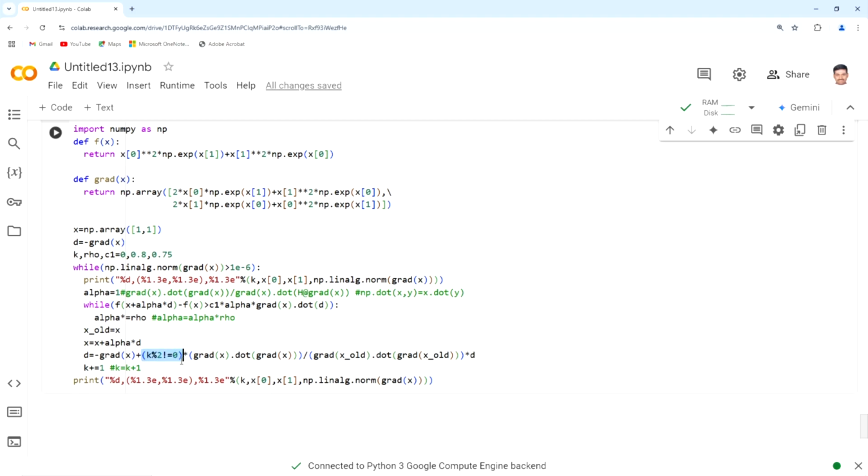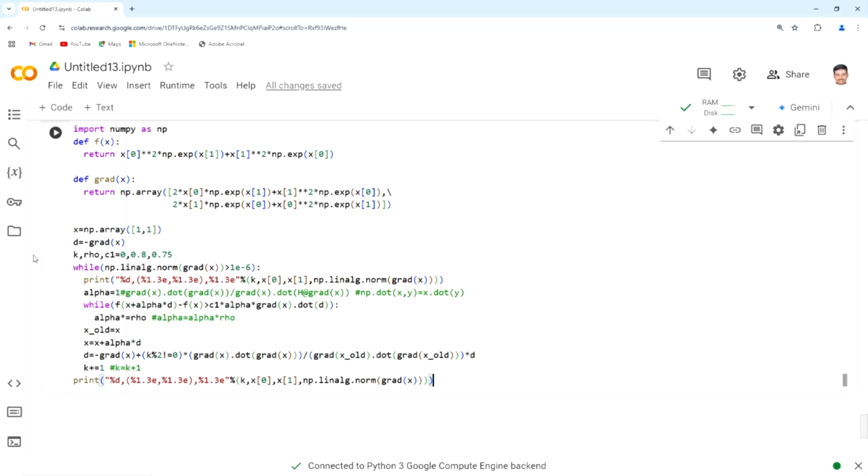So, the if part is implemented in this way. If k percentage 2 is not equal to 0, then d will be the whole expression. If k percentage 2 is equal to 0, then this quantity is 0. So, all of this is going to be multiplied by 0. So, you will just get minus grad of x again. Okay. So, that is basically what is happening here.